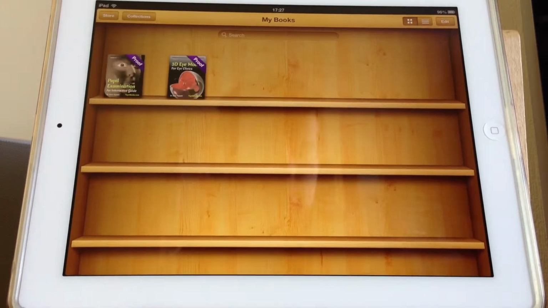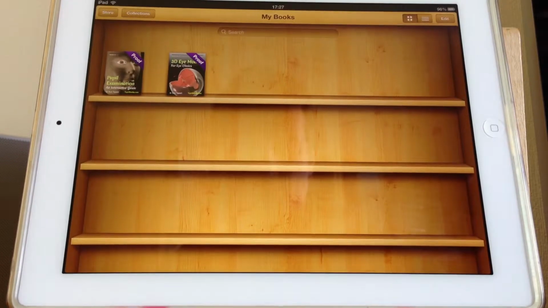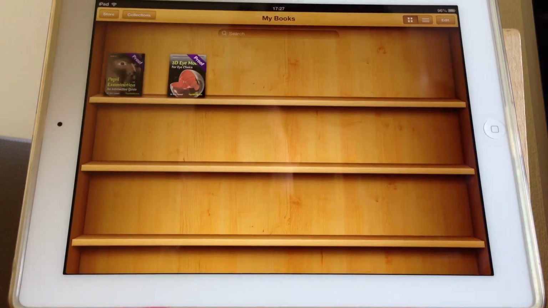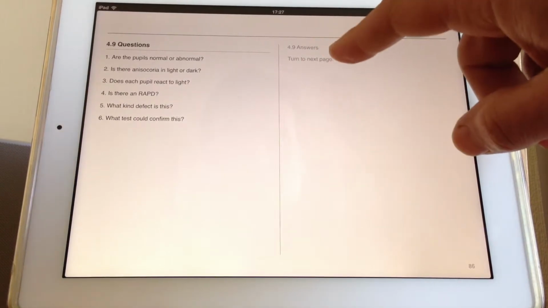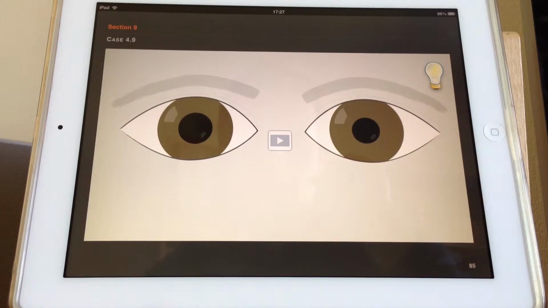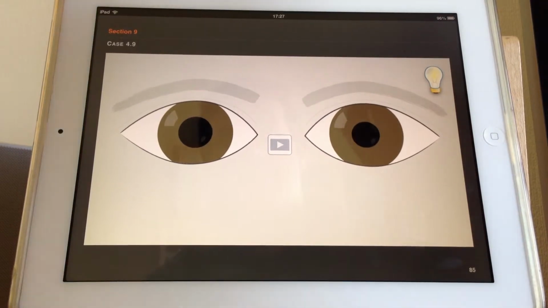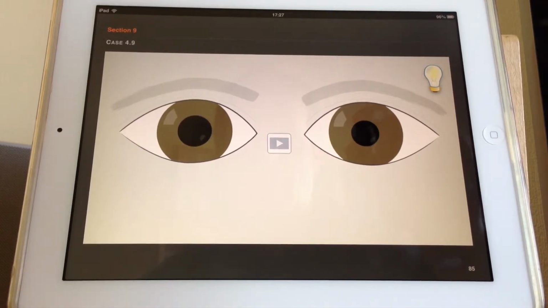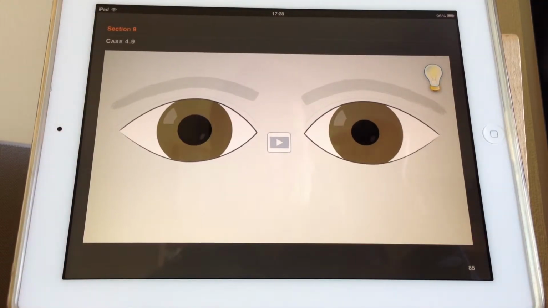Okay, so another pupil examination using the iBooks book. So we're on to question 4.9. So first question, are the pupils equal in size? They're a bit different in size, aren't they? The patient's right eye has a bigger pupil than the patient's left eye.